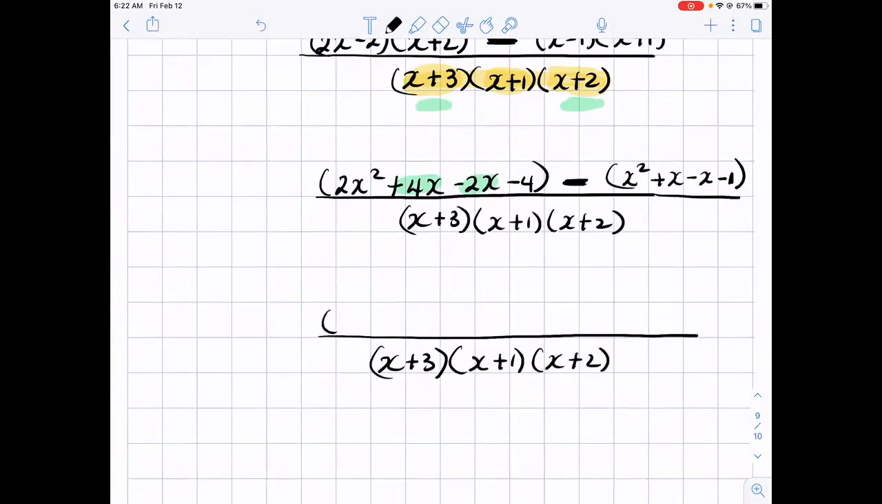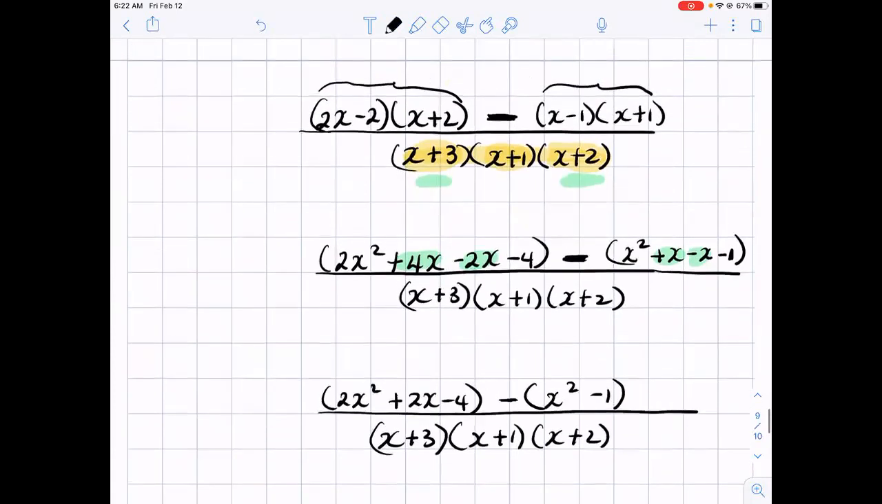So we have 2x squared plus 2x minus 4 minus, if we combine like terms here, plus x and minus x goes away. So we have x squared minus 1. And you should have seen that because this is difference of squares here, right? This here is difference of squares. So when you multiply it out, you would get x squared minus 1.